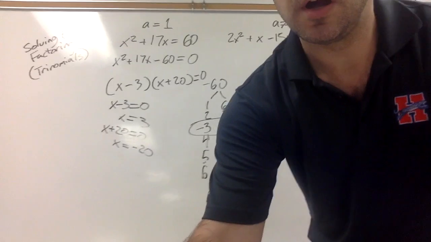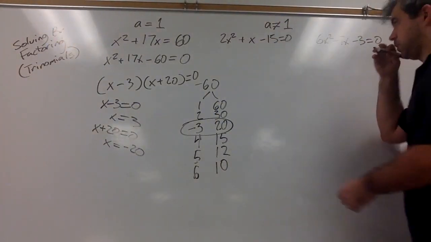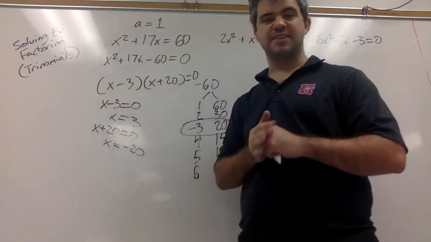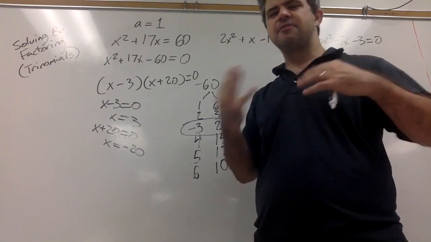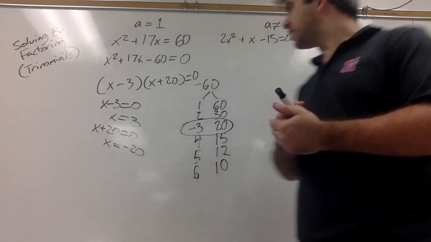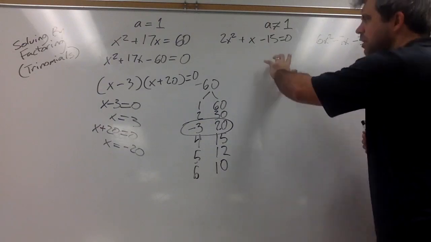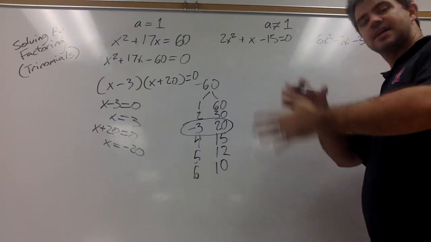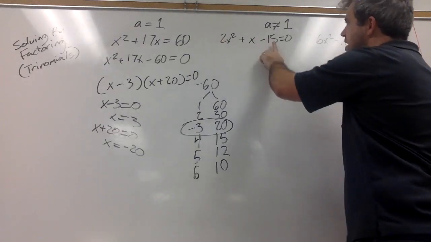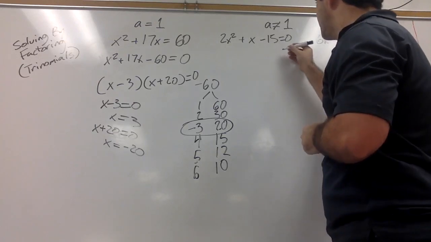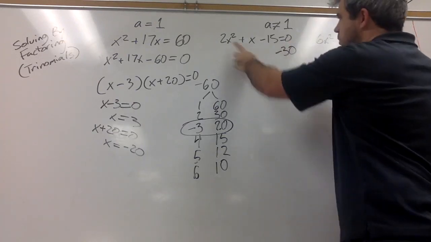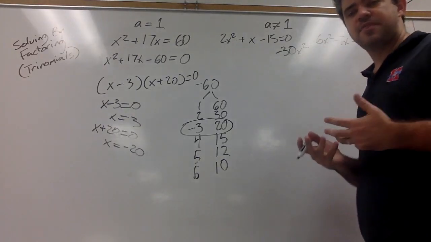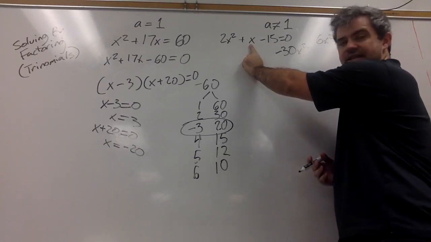Now, whenever a does not equal 1, whenever that first coefficient does not equal 1, we don't know that it's going to have just x and x here. And it makes everything just a little more complicated. So here's the trick that we're going to use. We're going to multiply the first coefficient by the last coefficient, our a times our c. So 2 times negative 15 gets us negative 30. And technically, we need to also have the x squared there. We're going to do the same thing. We're going to see what adds to x here.